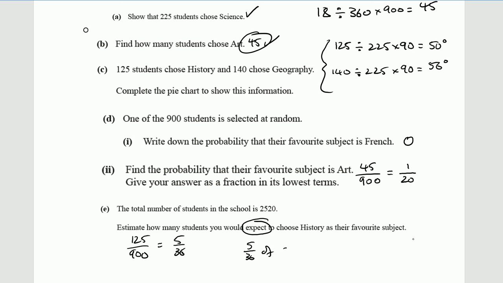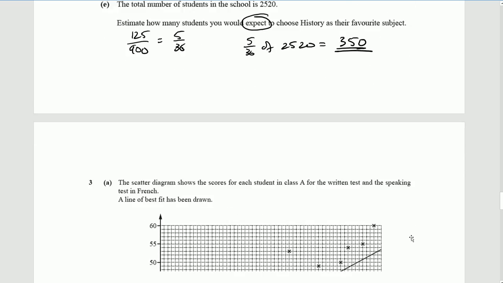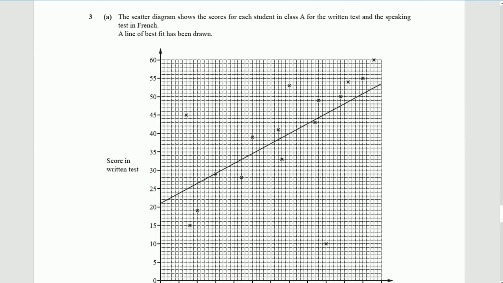5/36 of the 2,520 would give us this expected value. So let's do that in the calculator, and I'm getting 350. I would estimate 350 students choosing history as their favourite subject. I'll do the final set of solutions in the next video.